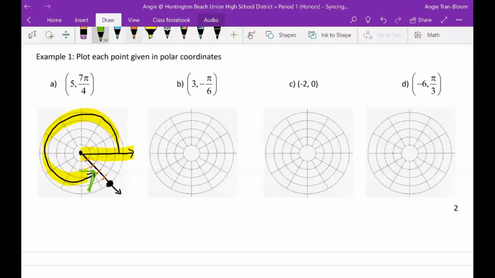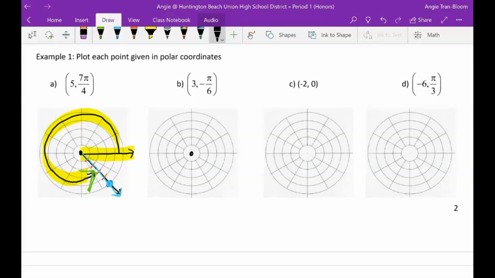Then you need to draw a ray. I'm repeating all of this: where the angle is about to end is 7 pi over 4. Then you need to make your dots however many radius out that is. So all of those things are required. Let's move on to B.